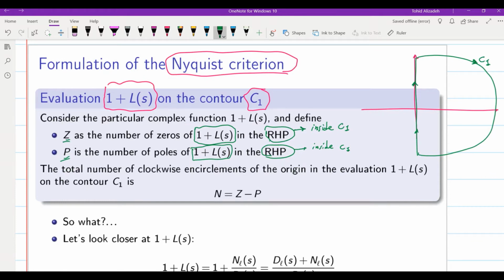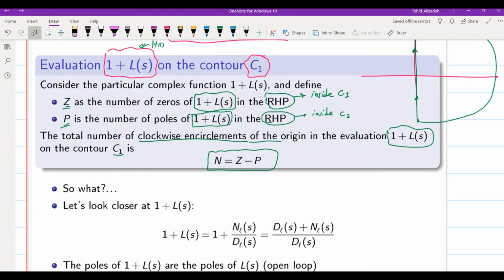The argument principle tells us that the clockwise encirclements of the origin in the evaluation of 1 plus L this time on the contour C1 will be equal to N, which will be equal to Z minus P. So basically up to this point everything is the argument principle. We just have replaced H with 1 plus L of S, and the contour that we have is C1, which includes the whole right half plane.